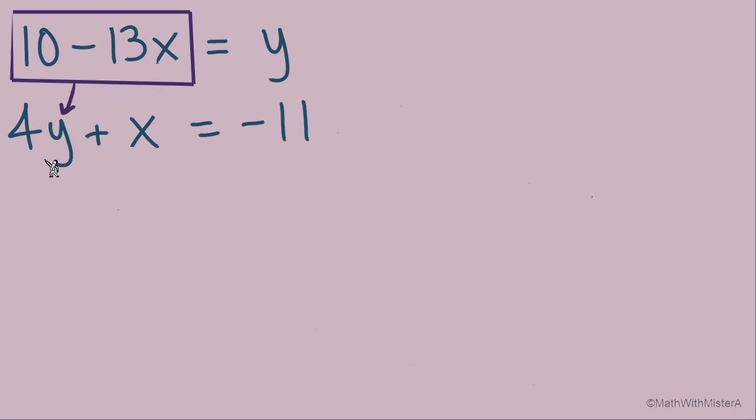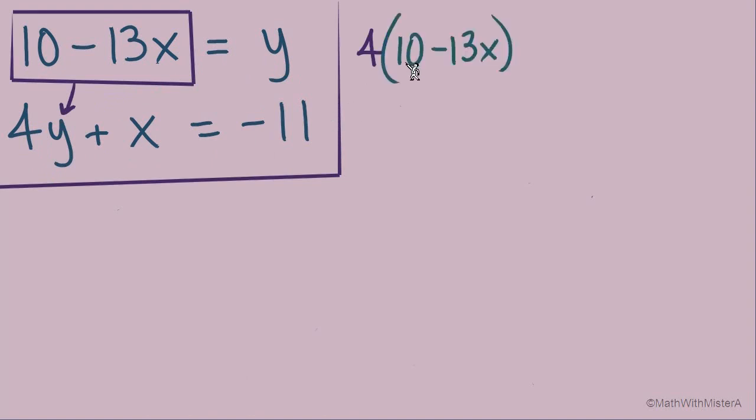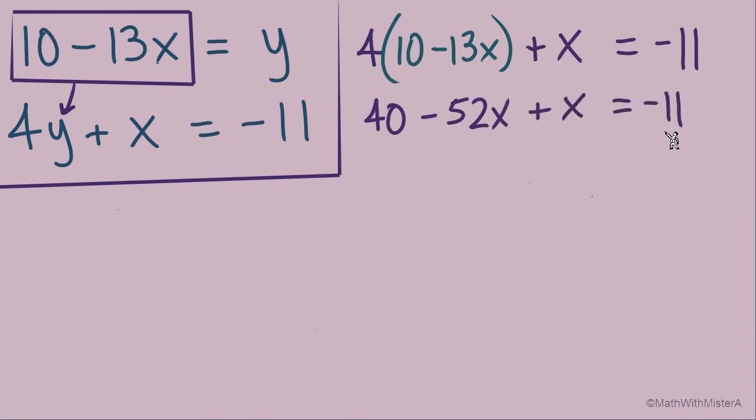So let's recopy this equation that we're plugging into. 4 times y is now 4 times this expression, 10 minus 13x, and the equation continues with plus x equals negative 11. Now, solving this equation, we need to do the distribute first. 4 times 10 and 4 times negative 13x takes us to 40 minus 52x, and then plus x equals negative 11.